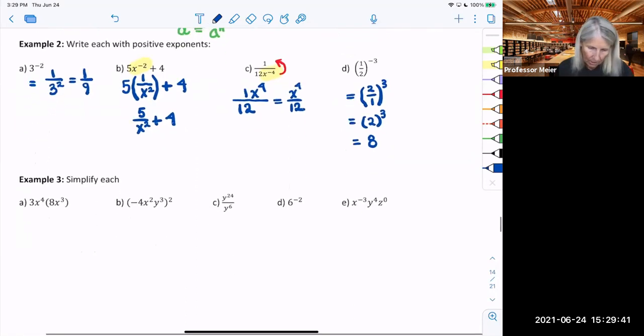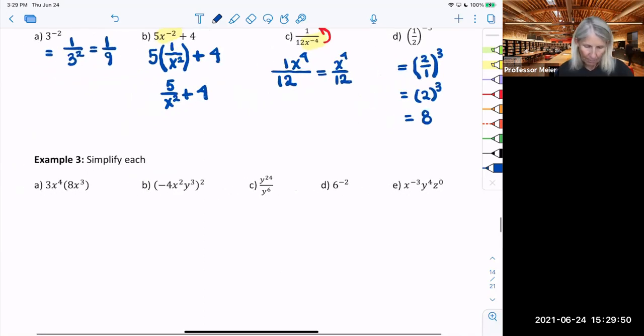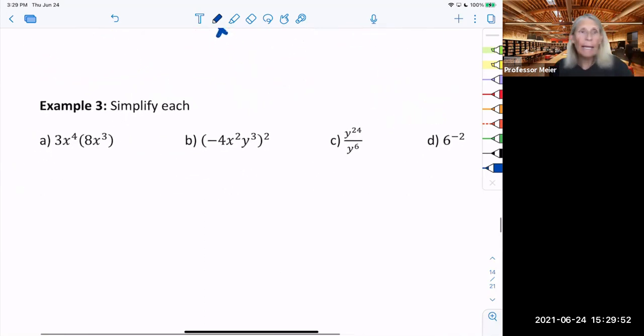Okay, let's see. Number 3, simplify each. Okay, so we've got a variety of problems here. So let's just zip through one at a time using our properties of exponents. So problem A, 3x to the 4th times 8x to the 3rd. Okay, 3 times 8 is 24.